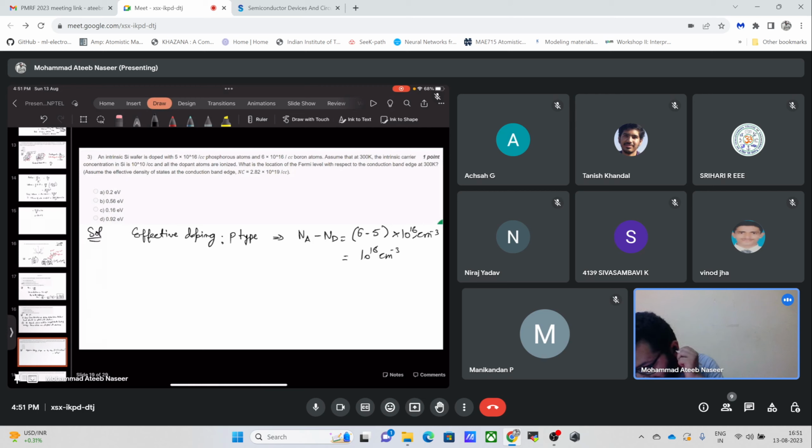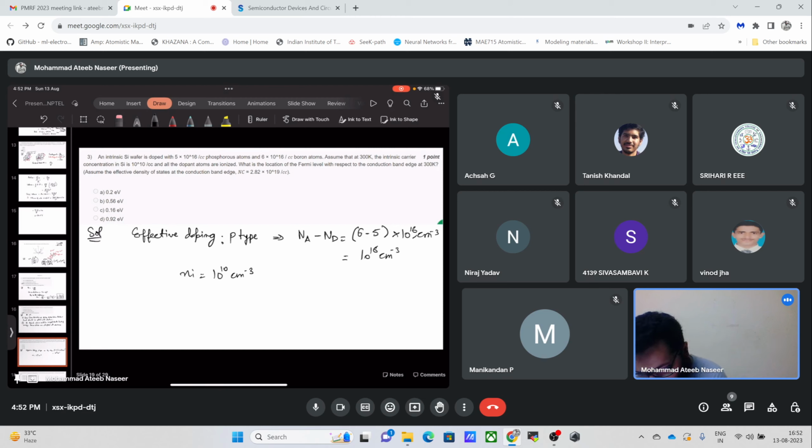Now this silicon has Ni of the order of 10 to the power 10. You must have seen this in the lectures that it has the intrinsic concentration of the order of 1.5 into 10 raised to the power 10, or 10 raised to the power 10 per centimeter cube.